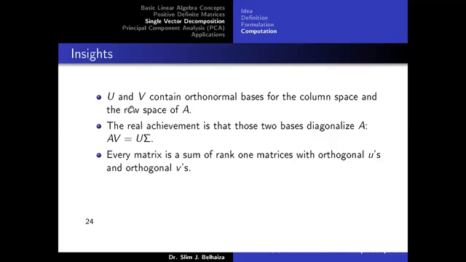So the U and V contain orthonormal bases for, in fact, what we call the column space. What is the column space? It's the set of linearly independent columns of A or rows of A. So the real achievement is that those two bases do kind of diagonalize A in a way that you write AV equals U times sigma. And in fact, every matrix, not square, or square, doesn't matter, could be written as a sum of rank 1 matrices with orthogonal U's and V's.